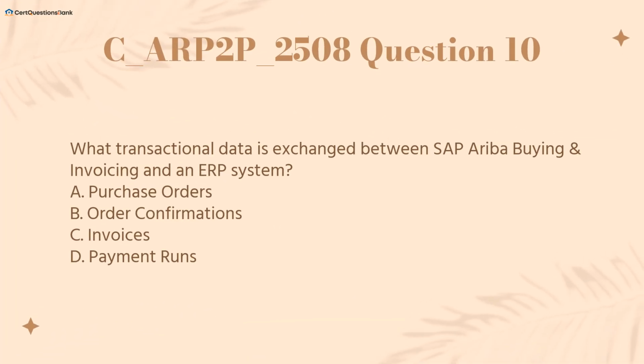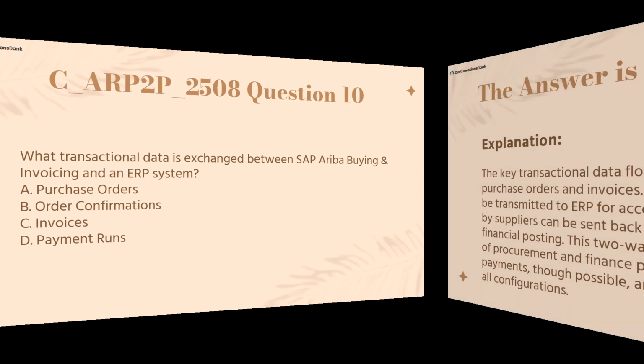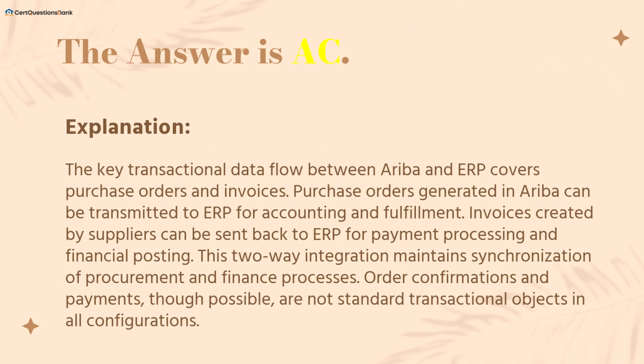What transactional data is exchanged between SAP Ariba buying and invoicing and an ERP system? A. Purchase orders. B. Order confirmations. C. Invoices. D. Payment runs. The answer is AC.